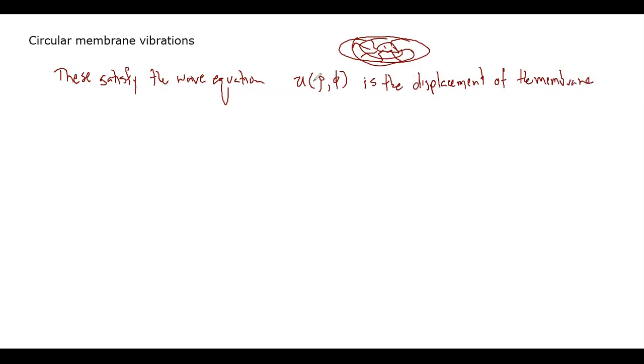So if u is a large negative number, that means the drum head is really depressed at that point, rho, phi. And if u is a small positive number, it means it's a little bit above the center line at that point. So that's what we're trying to find. Okay, so these would be snapshots, right?